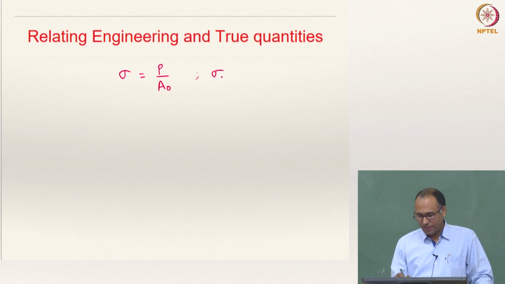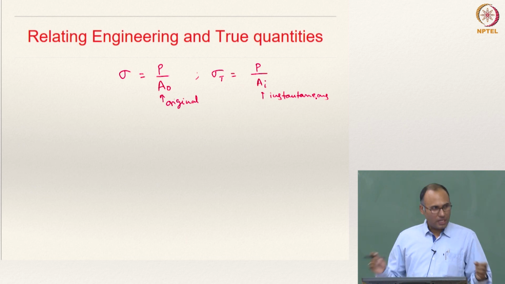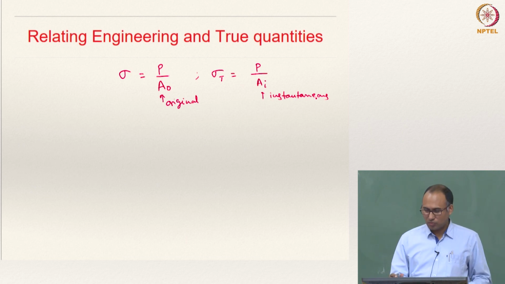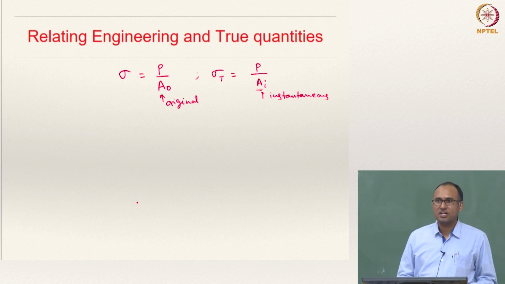And then we have defined sigma T equal to P by Ai, where Ai is the instantaneous cross sectional area, right. This is original and this is instantaneous. These two things are going to be different as you continue the deformation, and that is the reason why the values that you would obtain for an engineering stress and a true stress will be different from each other.